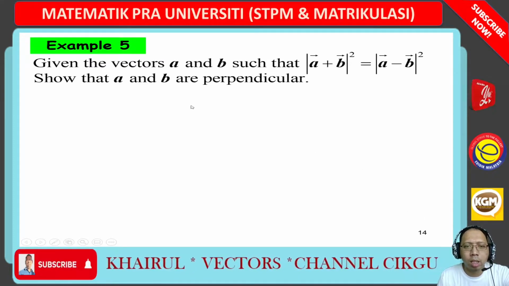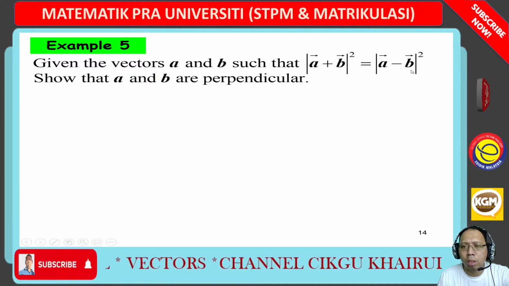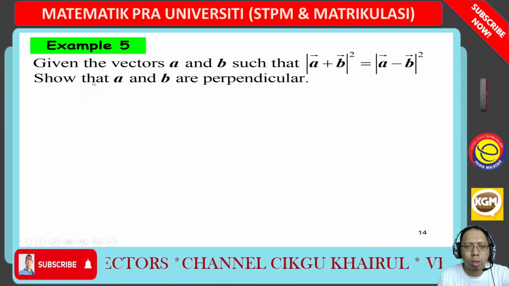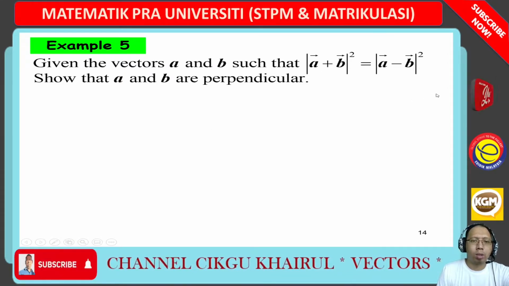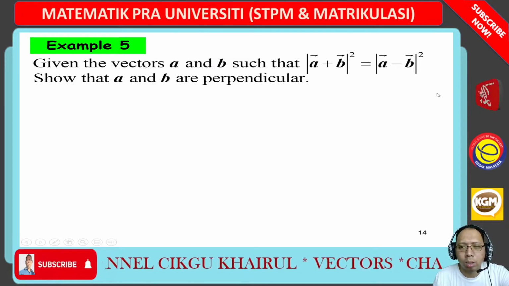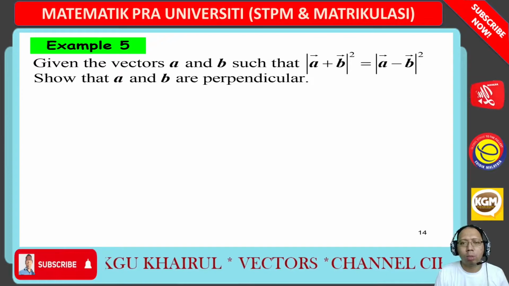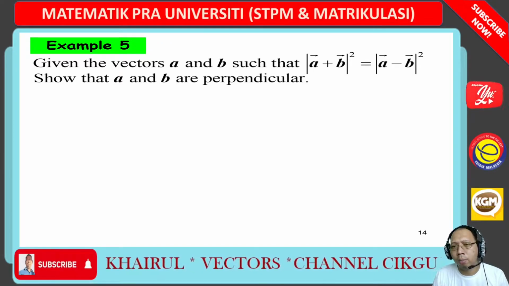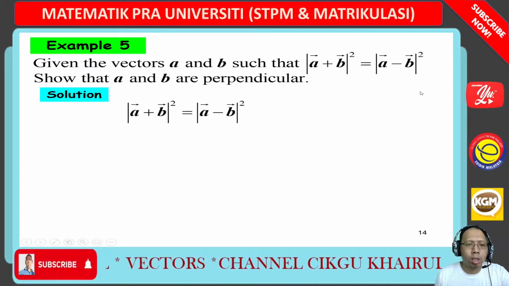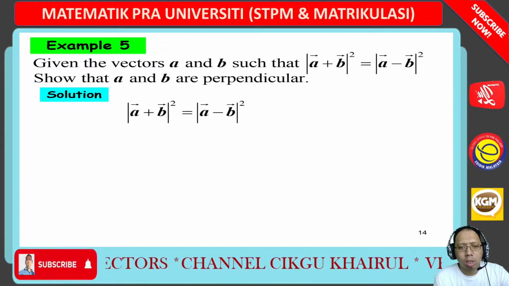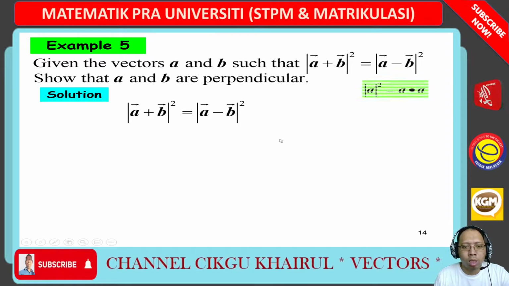Okay, next. Example 5. Given the vectors A and B such that magnitude A plus B squared equal to magnitude A minus B squared. Show that A and B are perpendicular. Okay, so this one we don't have to find the values because A and B are given in general. So magnitude A plus B squared equal to magnitude A minus B squared, for both.